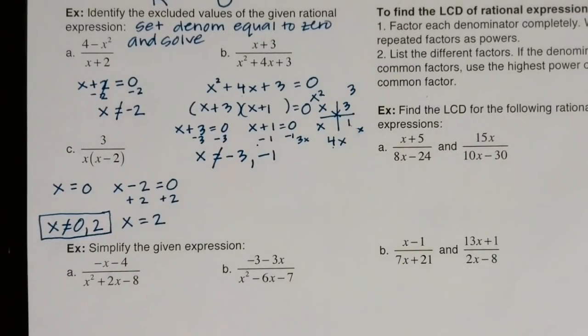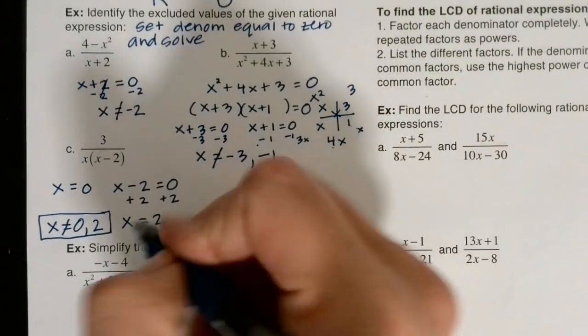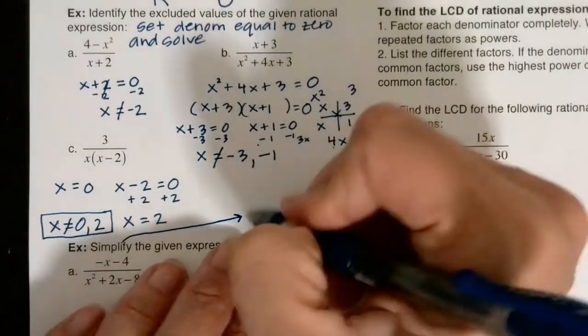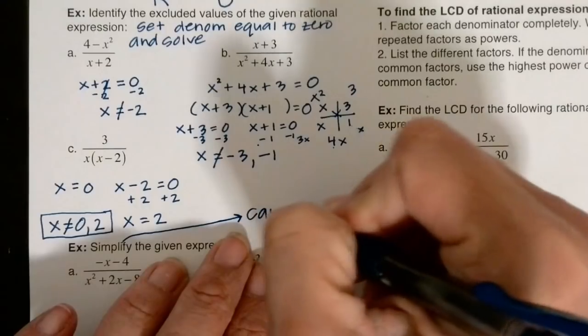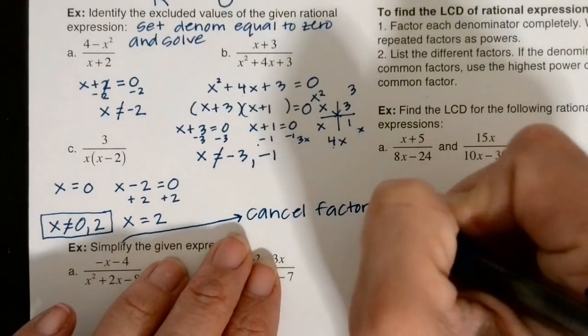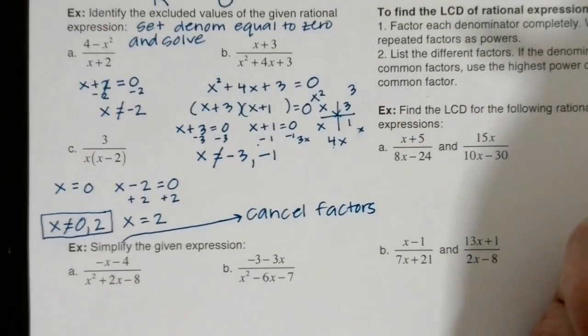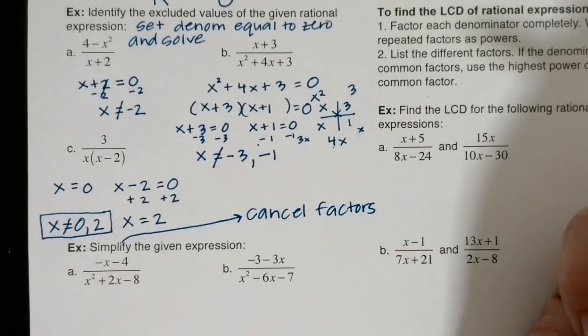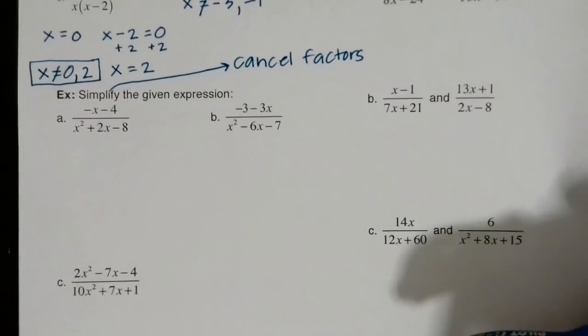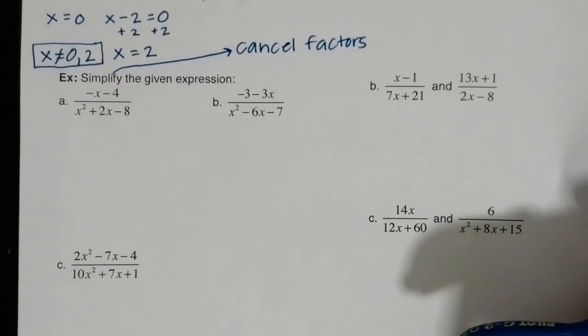The next thing we're going to do is simplify the given expression. So in math, the way you simplify is you cancel factors, and that's what we're going to be doing. There are other ways to simplify, but for this particular problem, we're going to cancel factors. So in order to be able to cancel factors, we actually have to factor.